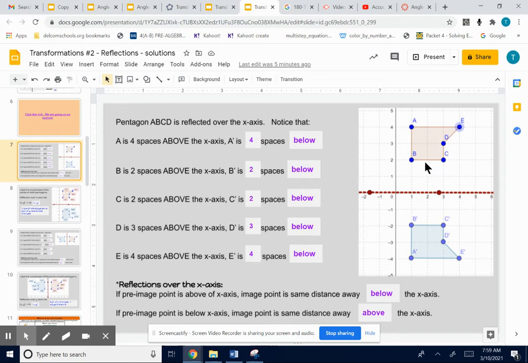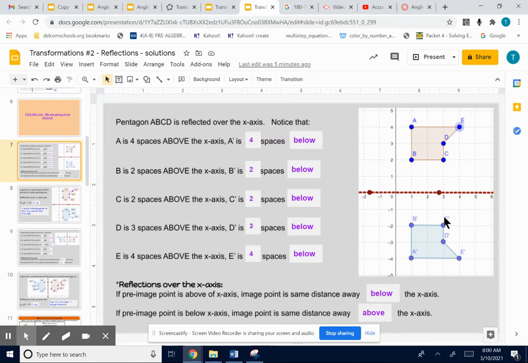Let's say we had pentagon ABCDE up here. If I reflected it over the x-axis, and I used the link before to do it, notice some things about the points. A is 4 spaces above the x-axis. A prime is 4 spaces below. B is 2 spaces above. B prime is 2 spaces below it. C is 2 spaces above the x-axis. C prime is 2 spaces below. Get the idea?